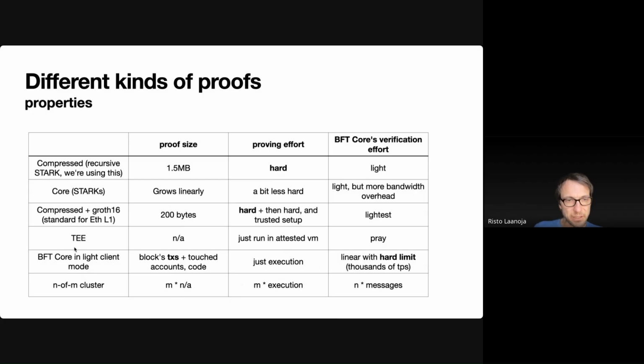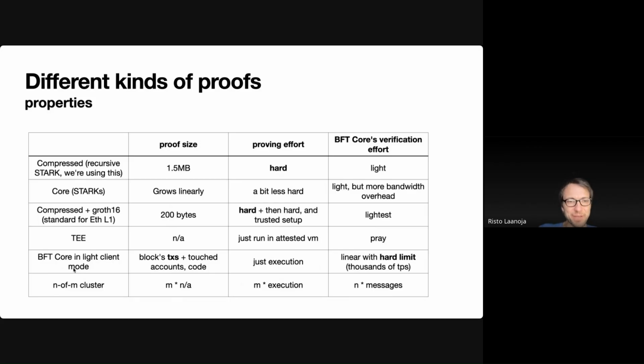If we are running this light client mode, the proof size is basically all the transactions, and whatever is needed for a light client to verify: a list of touched accounts and extracted contract code. Proving effort is executing, and verification effort is linear. It depends on the number of transactions. In the previous ones, the verification effort didn't depend on the number of transactions. It was pretty constant, based on just the number of blocks.